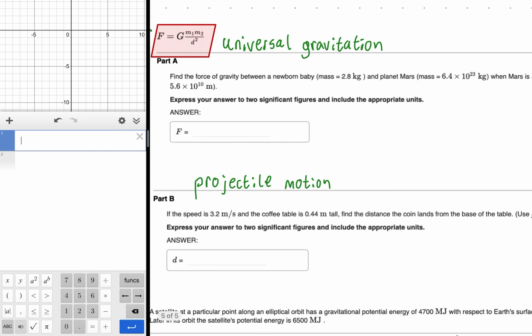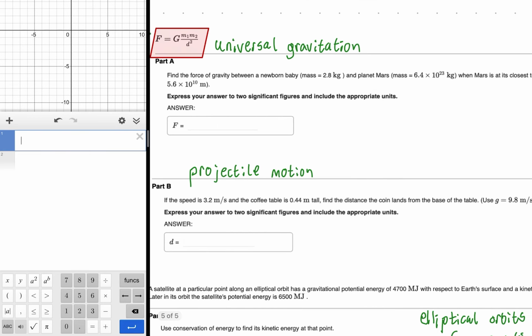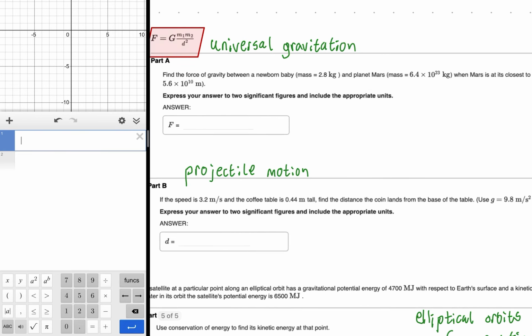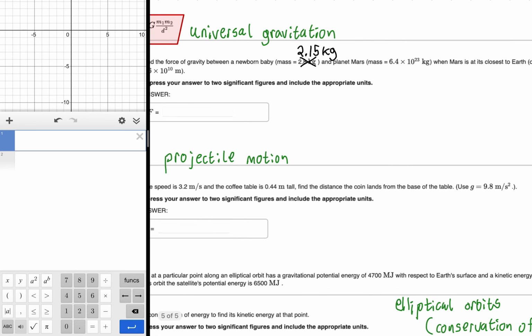I'm going to make one change. We're going to have our mass for our baby different than stated, but you might wonder what's the baby doing in the problem? So let's go ahead and read it. So find the force of gravity between a newborn baby with a mass of, and let's choose a mass here of, how about 2.15 kilograms, and the planet Mars.